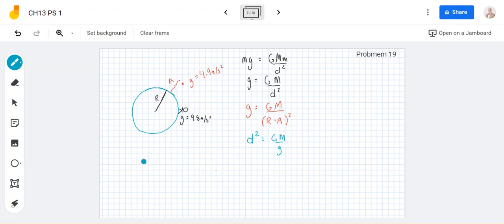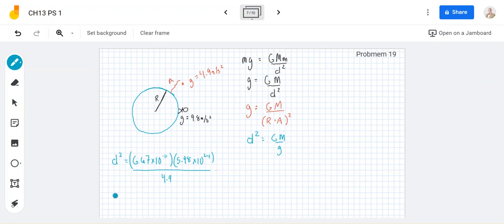Now, I can plug in right here. I'm going to do it over here. So d squared is equal to 6.67 times 10 to the negative 11 times 5.98 times 10 to the 24. I'm going to divide the whole thing by 4.9, which is what they want. Now, I'm going to put this directly into my calculator, and let's see what result we get.